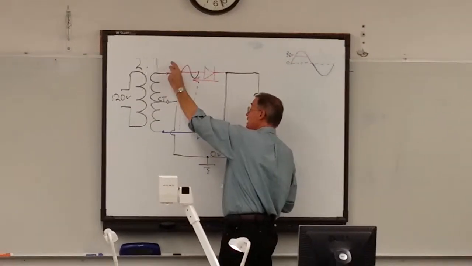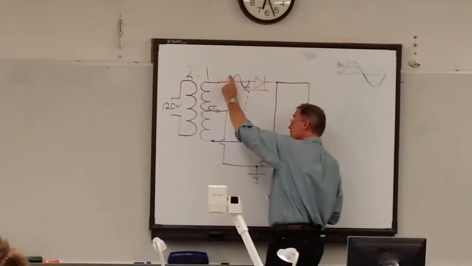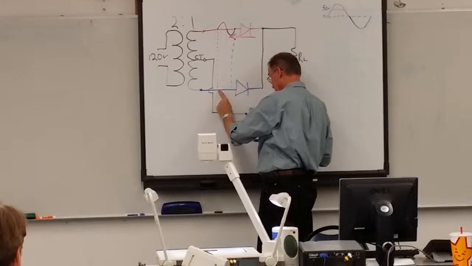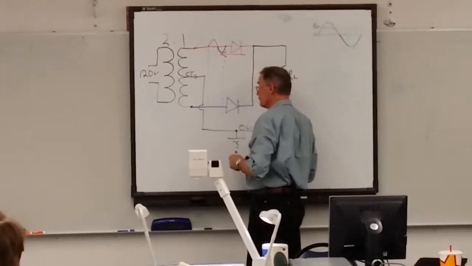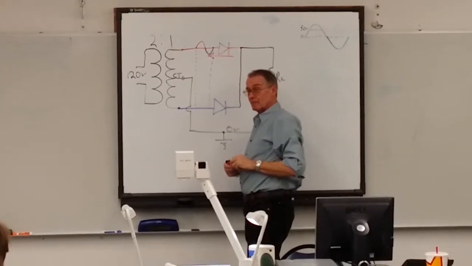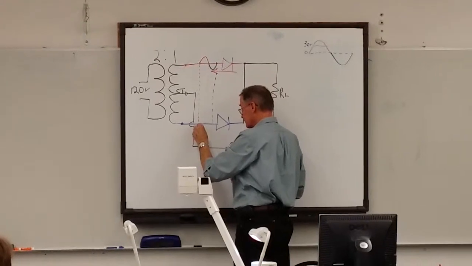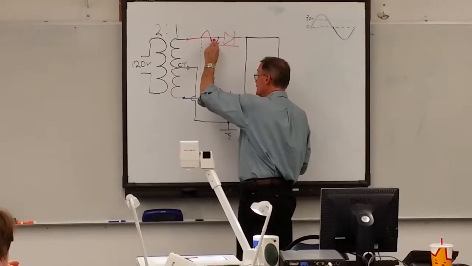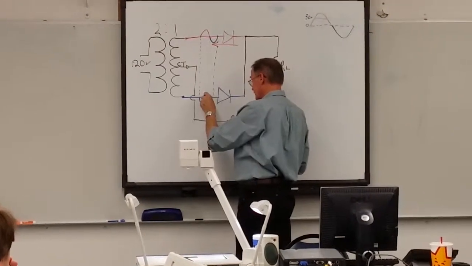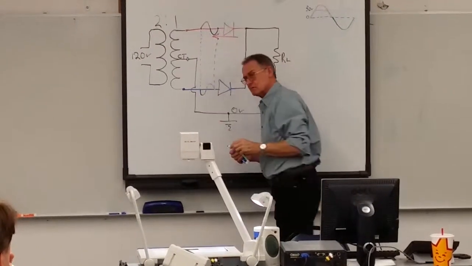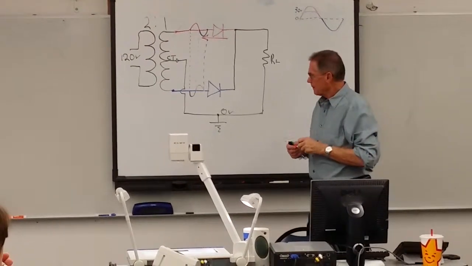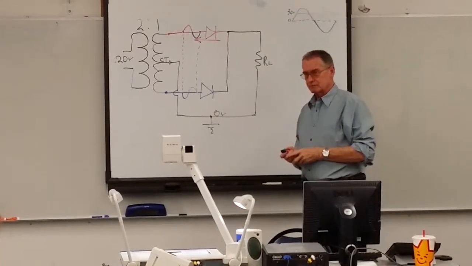When the top side of a transformer is positive, what's happening down here? Negative. It's negative. And when the top half is negative, this is going to be positive. Everybody understand that? That's the nature of a transformer.